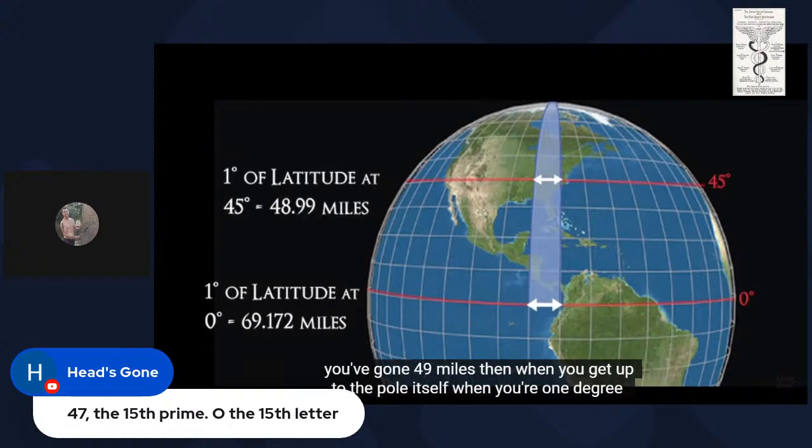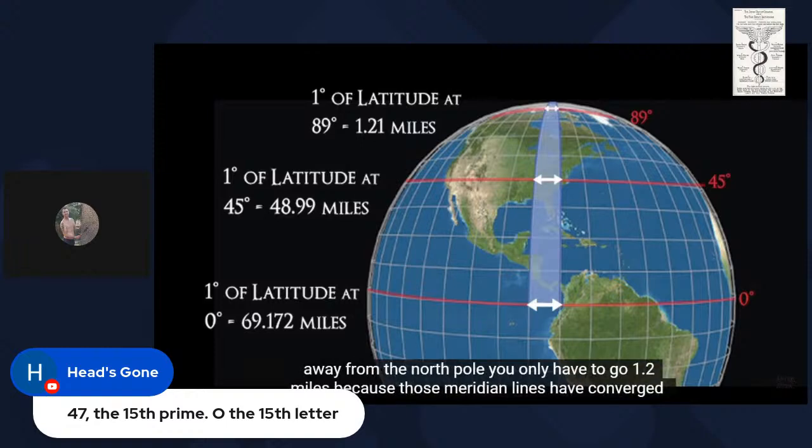Let's go halfway up from equator to North Pole, which would be 45 degrees, and you see right there, you've gone 49 miles. Then when you get up to the pole itself, when you're 1 degree away from the North Pole, you only have to go 1.2 miles because those meridian lines have converged.